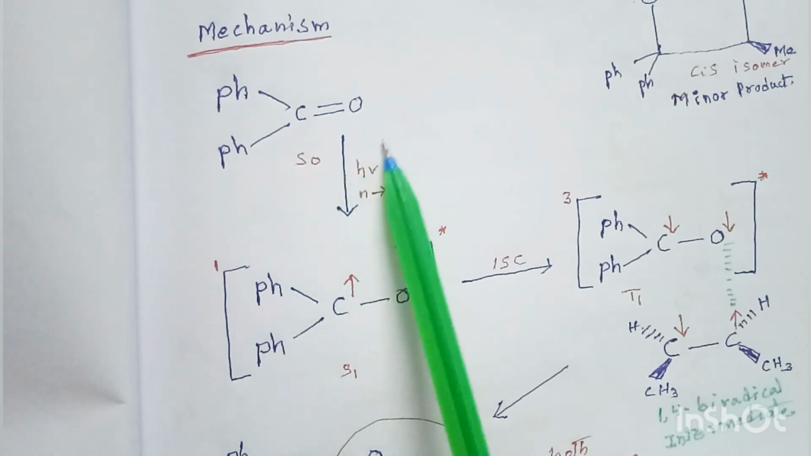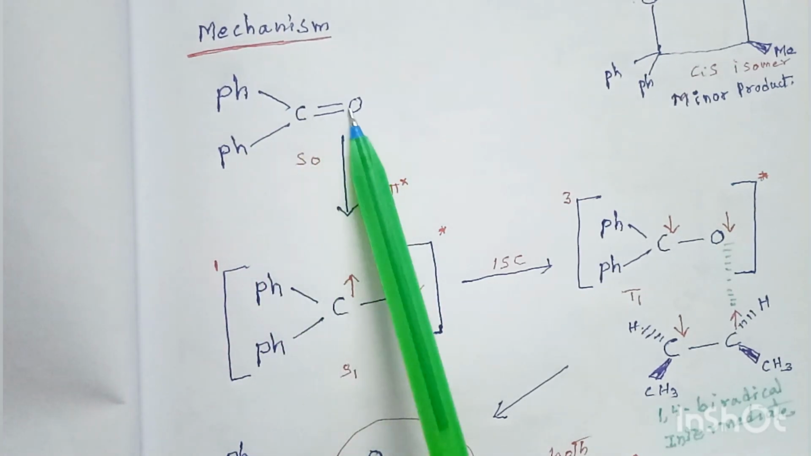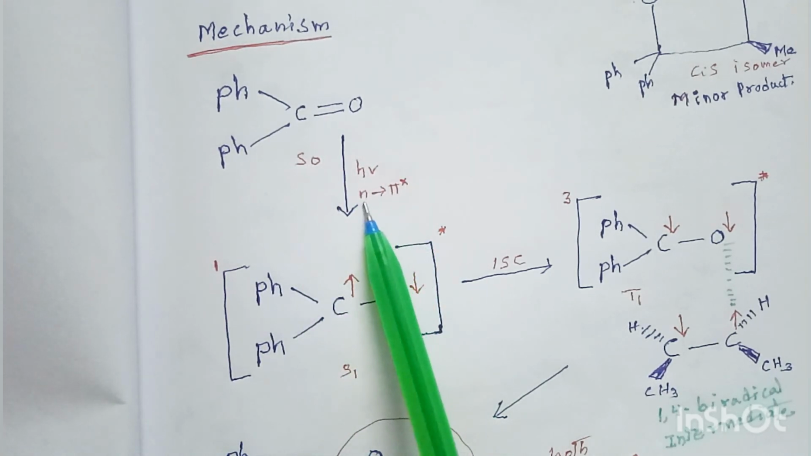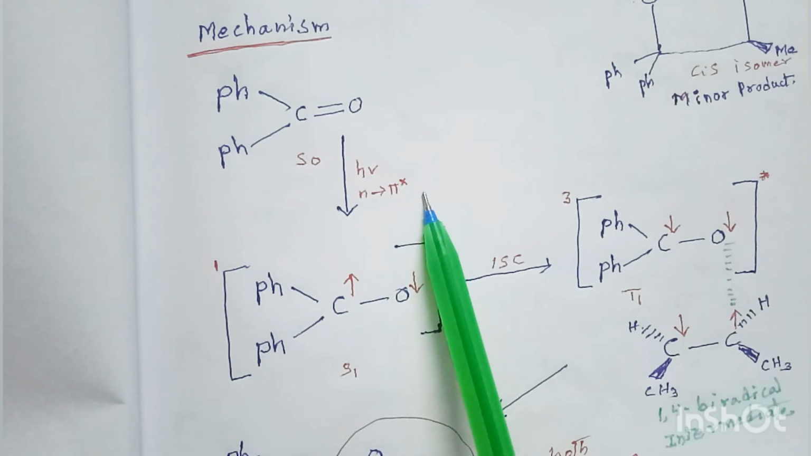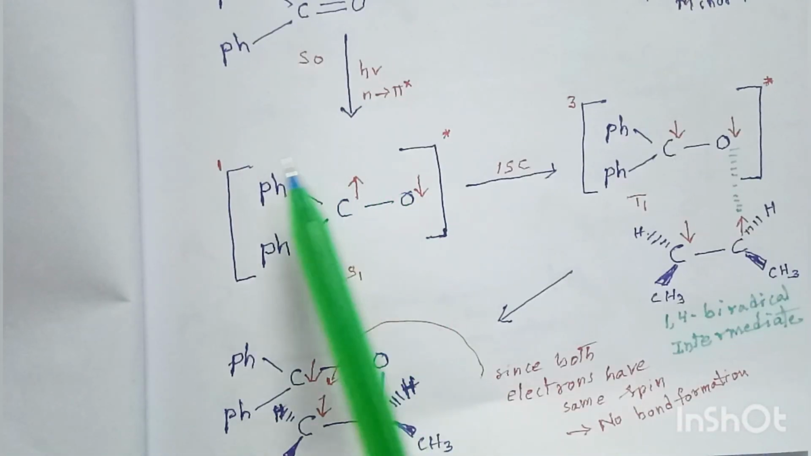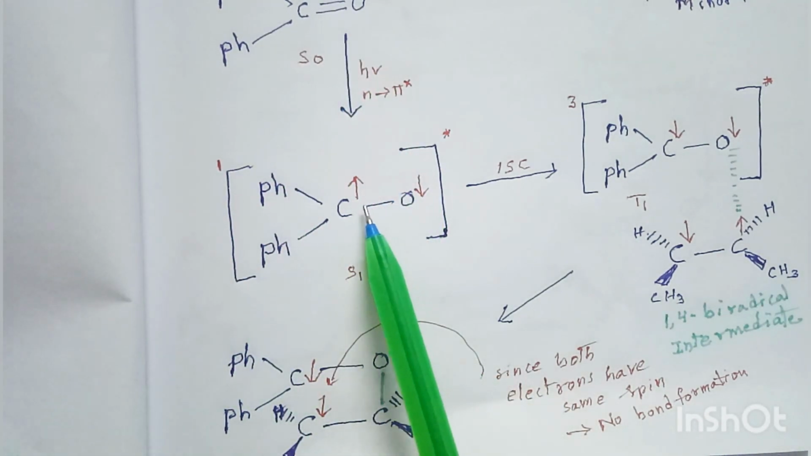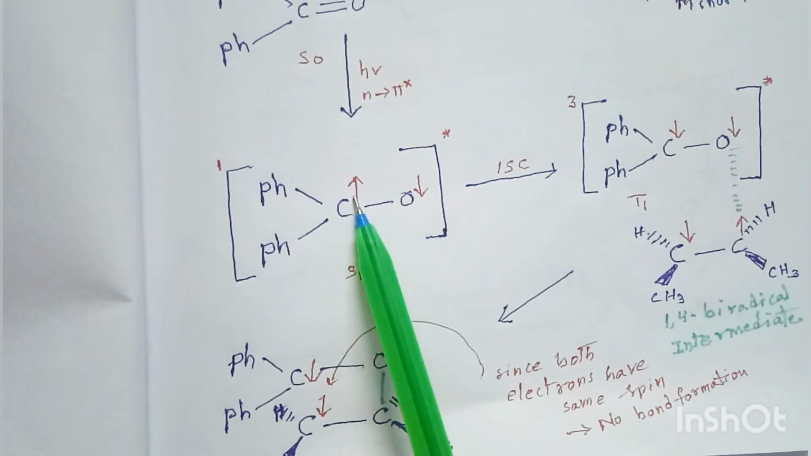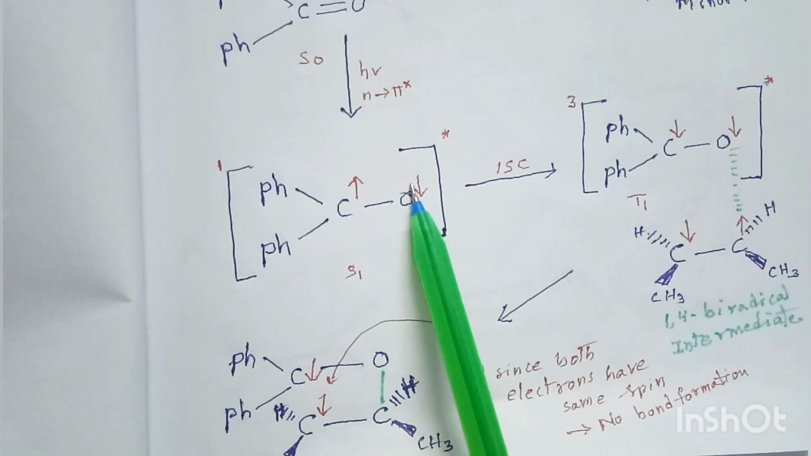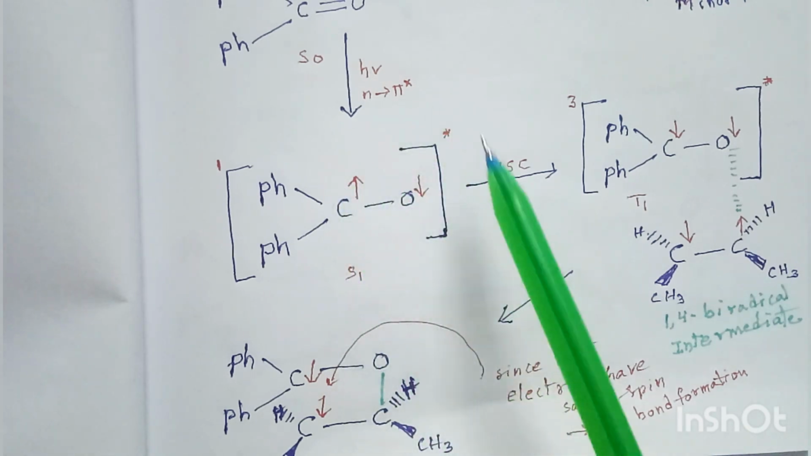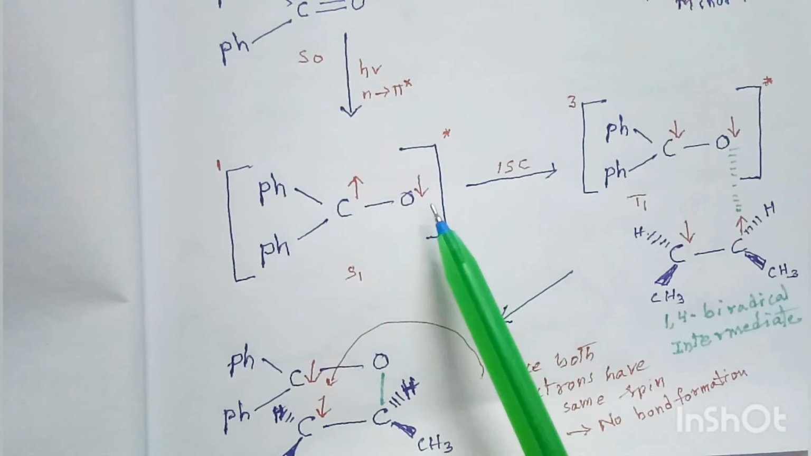This is the carbonyl compound, Ph2C double bond O. It is in the ground state. When it is irradiated by UV light, it undergoes n to pi star transition and enters the singlet state. In the singlet state, this pi bond cleaves. As a result, a radical is formed on this carbon atom and a radical on this oxygen atom. The electron of this radical is in clockwise direction and the other electron is in anti-clockwise direction.